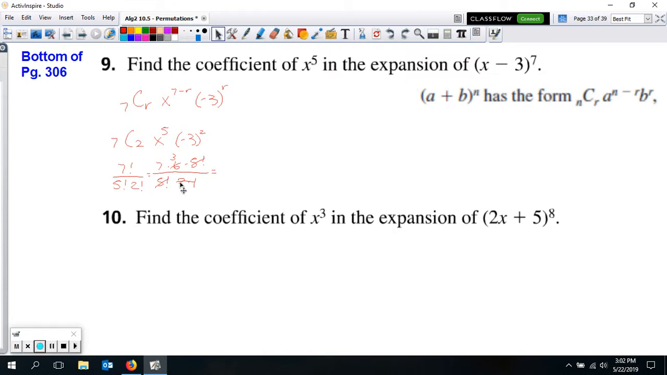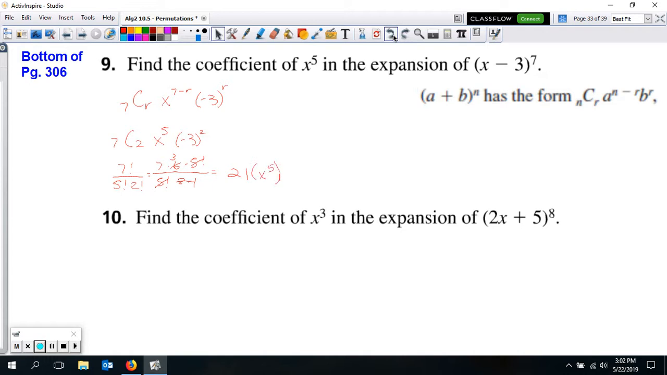I'm going to do 2 times 1 is 2 factorial, and 2 can simplify with 6 here. I'm going to cross this out and reduce 6 to be a 3. So now all that's left is 7 times 3, which is 21. So this here is 21. Basically, that would be your Pascal number. So your Pascal number is 21, and you're going to multiply that by negative 3 squared, which is 9.